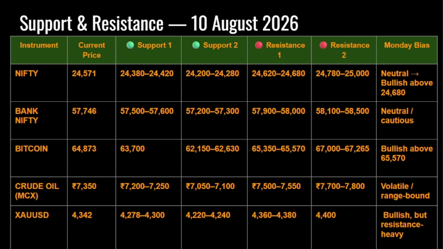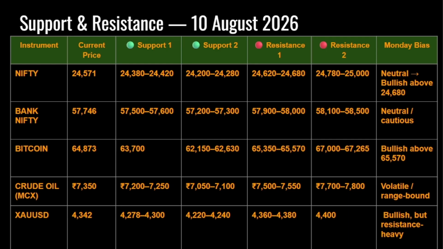For Bank Nifty, the reference price is 57,746. The first support is 57,500 to 57,600. The second support is 57,200 to 57,300. On the upside, the first resistance is 57,900 to 58,000. The second resistance zone is 58,100 to 58,500. The overall view is neutral to cautious. So traders should watch the 57,900 to 58,000 zone for a potential breakout.